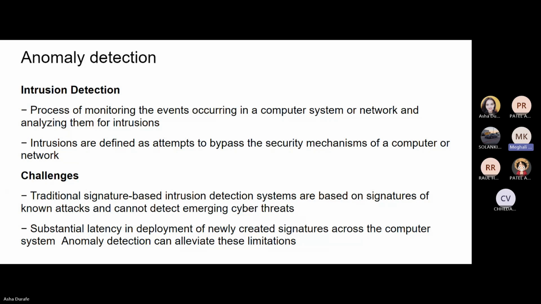So we have seen the traditional signature-based IDS system. These are based on signatures of the known attacks, so they cannot detect emerging cyber threats. So your supervised learning model will become a challenge here. Then there is substantial latency in the deployment of newly created signatures across the computer system. Here, anomaly detection can alleviate all these limitations. So the challenges we have already seen in the previous lectures. We are just revising now.